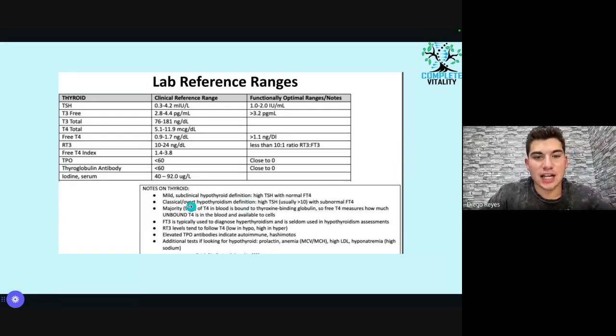Okay. And then obviously classical hypothyroid is high TSH and then subnormal free T4. So the majority, 99% of T4, is bound in TBG, which is thyroid binding globulin. It's like a trap. It's trapped in there. So obviously the free T4 shows us how much is actually able to be converted into T3, which is the active form. And then a little bit here.